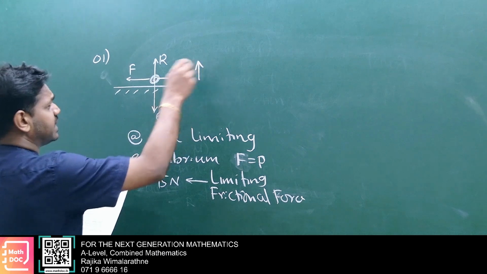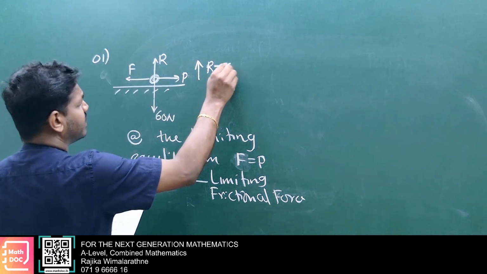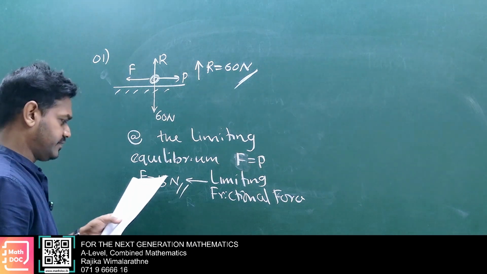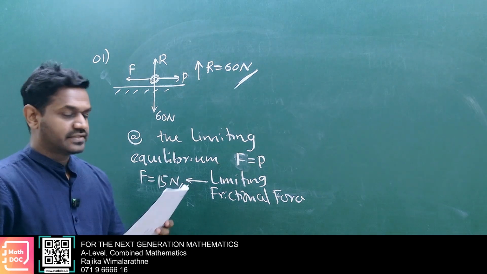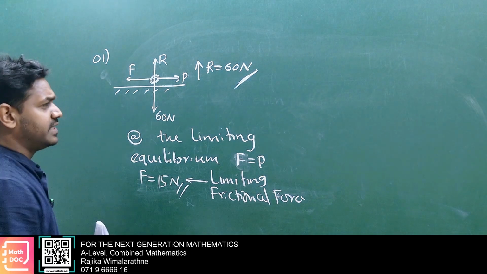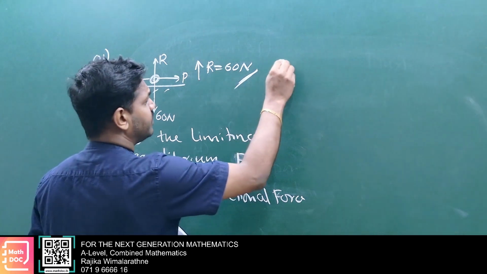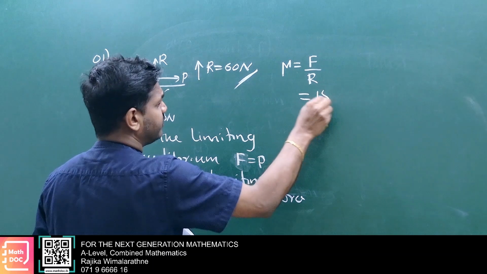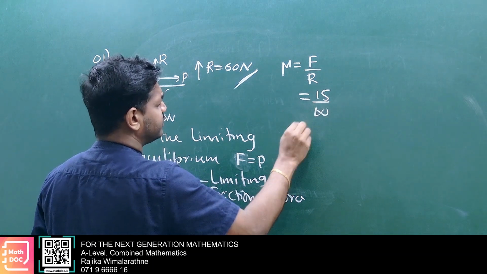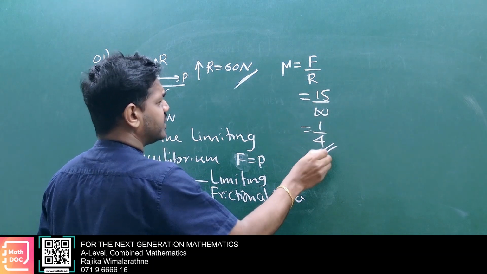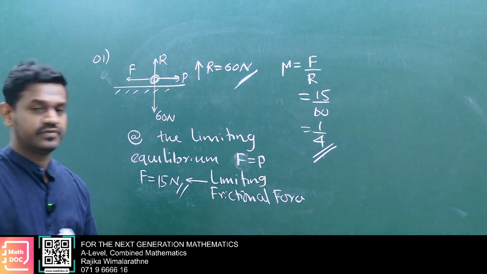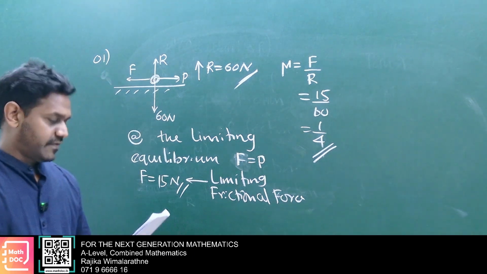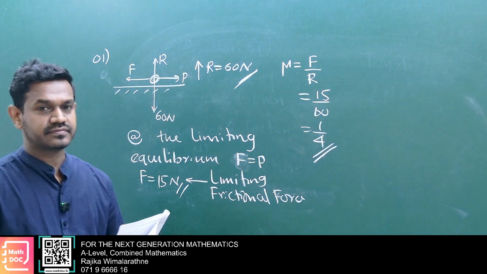When you consider vertical equilibrium, R equals 60 Newton, and here F is 15 Newton. It is not asking for the coefficient of friction, but let's find it. Mu equals F over R, 15 divided by 60, which is 1/4. Here the limiting coefficient of friction is 1/4. Okay, continue. These are small questions. You continue one by one.